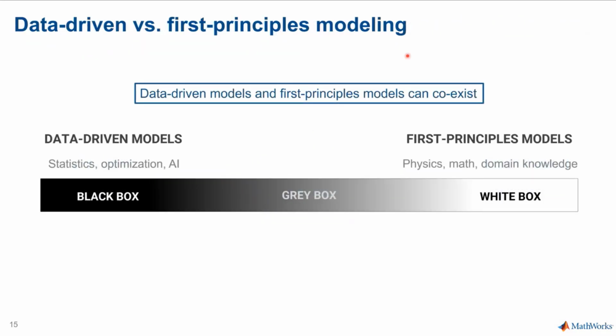So often, people would use first principle models, based on the domain knowledge that they have about the application, or you can use data-driven models, or a combination of both. So there's not an either or. You can mix and match.